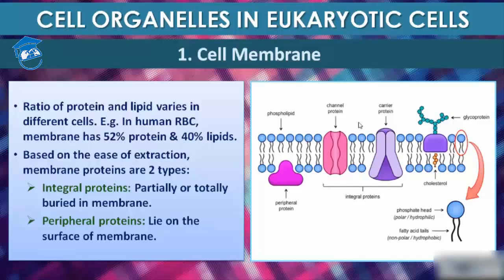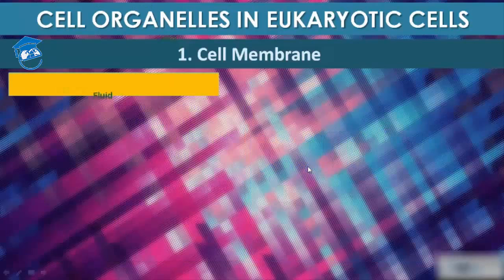Now comes peripheral protein. See, this is the peripheral protein which lies on the surface of the membrane. This is the membrane, represented by the outer round heads which are hydrophilic in nature. These are the lipid molecules that make up the cell membrane. So this peripheral protein lies on the surface of the lipid bilayer. I hope it is clear to all of you now.